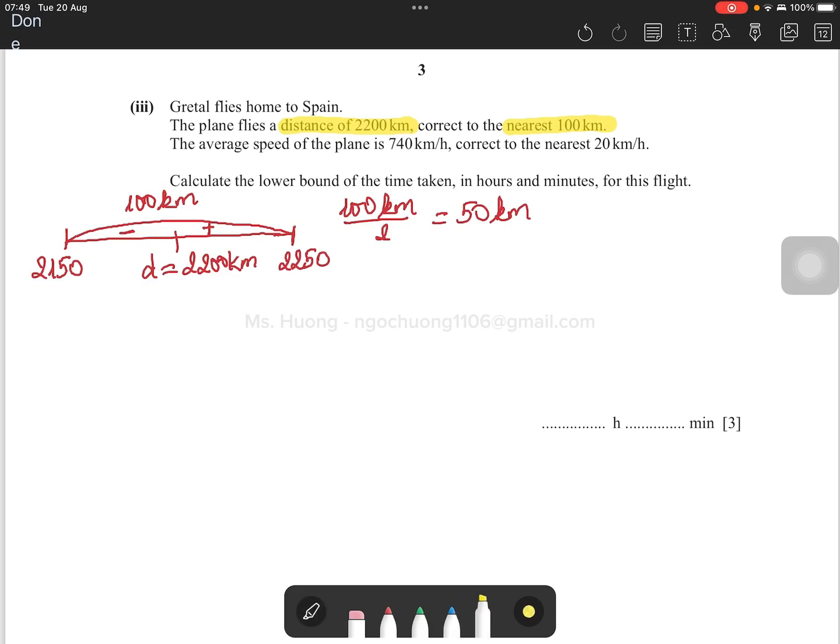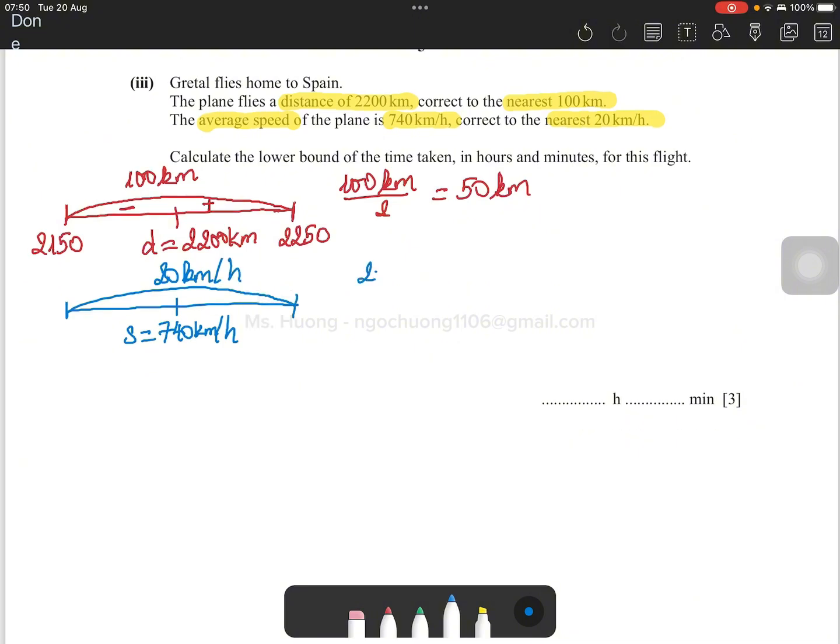Next, the average speed of the plane is 740 kilometers per hour, correct to the nearest 20 kilometers per hour. So we also draw the diagram for the speed. The speed is 740 kilometers per hour. And the margin of error in this case is 20 kilometers per hour. And 20 kilometers per hour divided by 2 is equal to 10 kilometers per hour. So we also add 10 and we subtract 10.